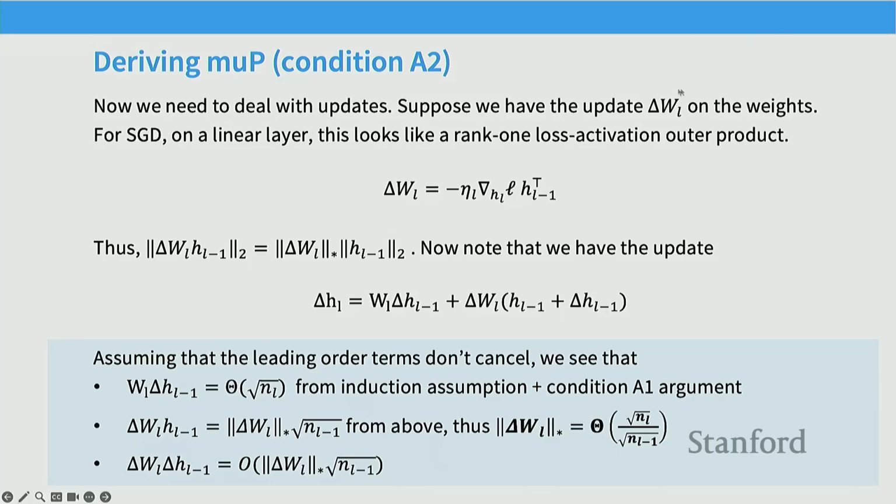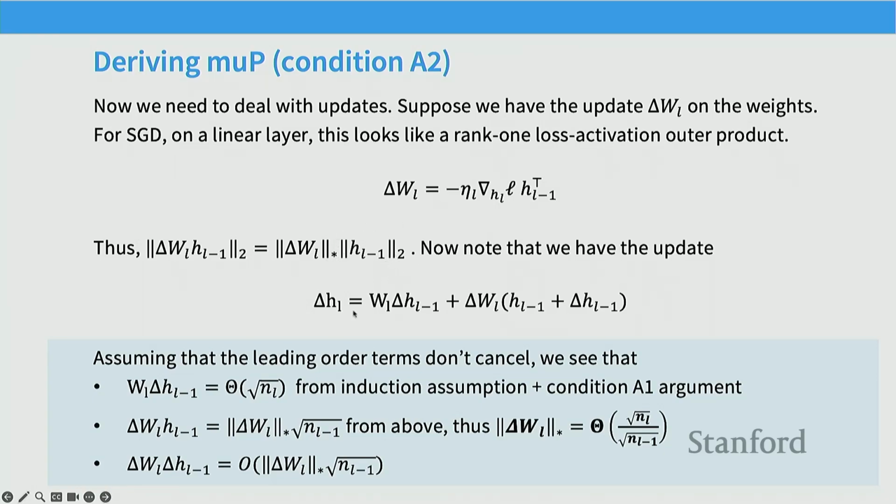So if I have an update of delta W_L on the weights at layer L, where does that come from? Well, let's say I'm doing SGD. That's going to come from this expression: a learning rate times the gradient of the loss L, and then the activations transposed. In the case that my batch size is 1, this is a rank 1 update to W_L, right? And because it's rank 1, there's a nice easy expression. The change of W_L times the activation of the previous layer is equal to the operator norm of the change in W_L times the L2 norm of h_{L-1}.